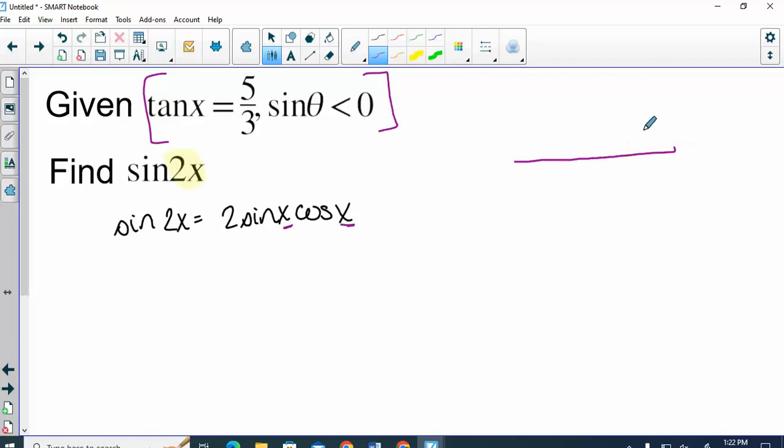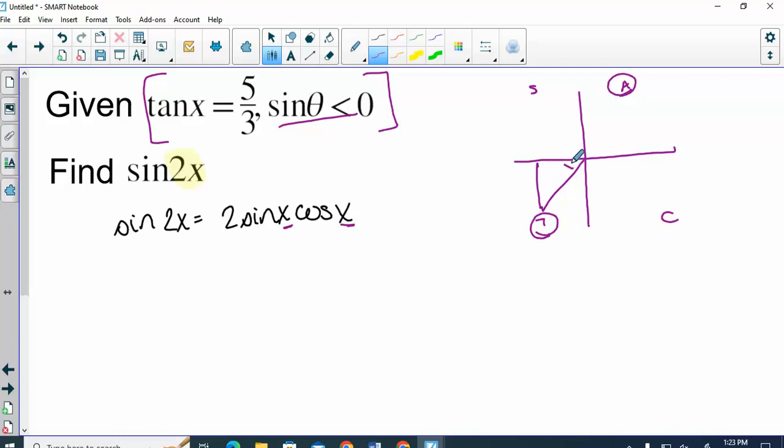And if we know one trig function, we can get all of them by using a triangle. So we need to figure out our quadrants. All students take calculus. Tangent was equal to a positive value, so that means it's either in quadrant 1 or 3. But then I told you that sine was less than 0. So in which of those quadrants is sine negative? 3. So that's where I'm going to set up my triangle.